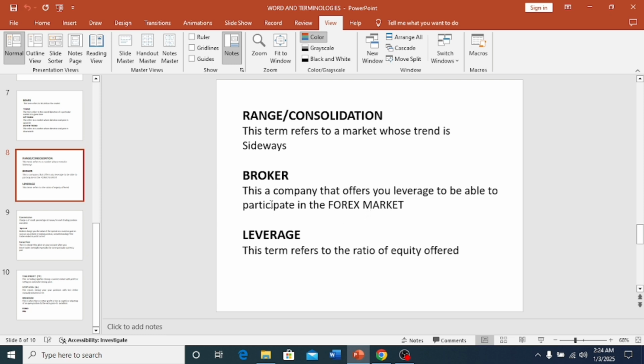Next we have broker. This is a company that offers you leverage to be able to participate in the forex market. Initially the forex market could not be engaged with a very small amount of capital, but brokers have come and offered us leverage so that with our $50, $100, $3,000 we can engage the forex market. That's why when you're opening your brokerage account, they ask you what type of leverage you want. Is it 1 to 1,000 or 1 to 500?